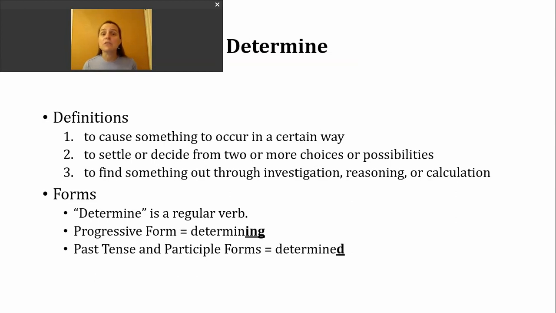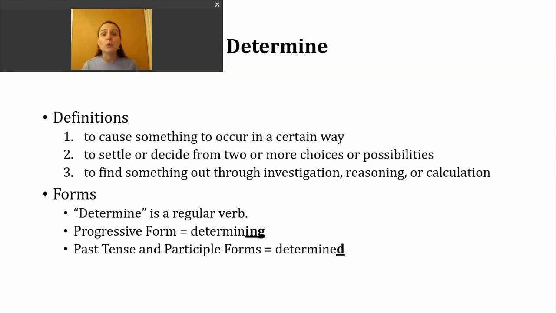Another way we use the verb determine is to mean to settle or decide from two or more choices or two or more possibilities. A third way we use the verb determine is to mean to find something out through investigation, reasoning, or calculation. So you might recognize the word determine from mathematics. Sometimes as you are working problems, you might be asked to determine the area of a rectangle, as an example.